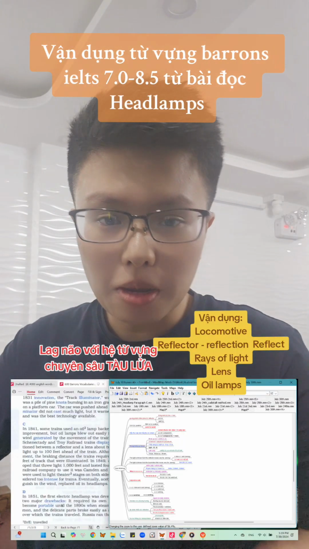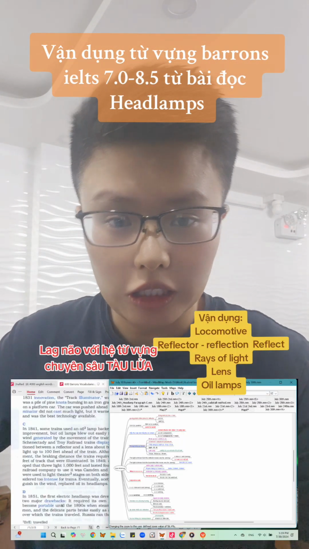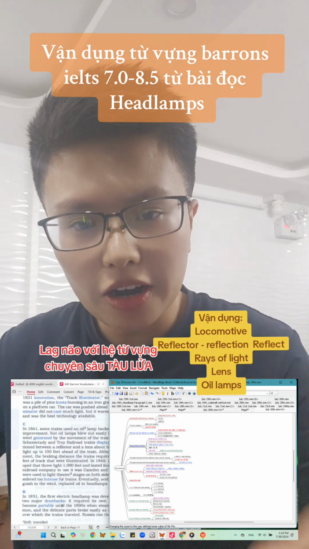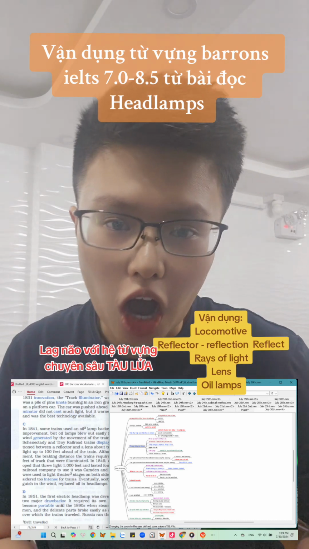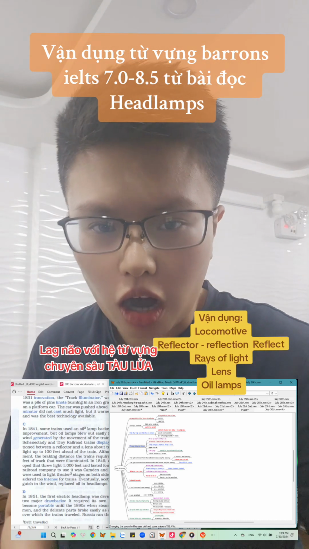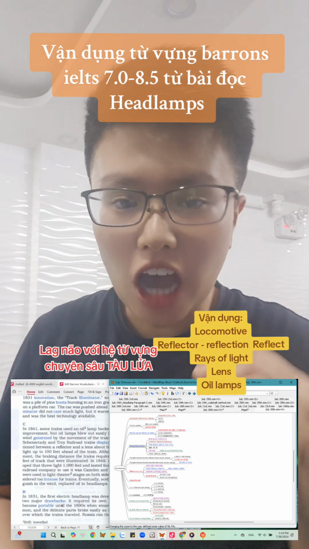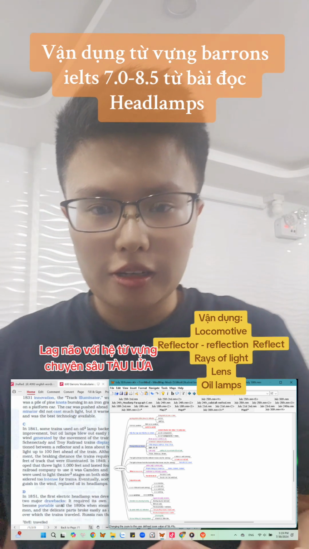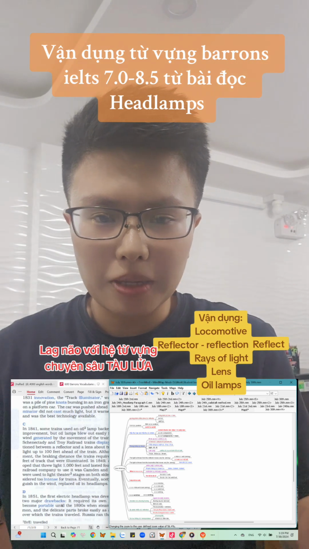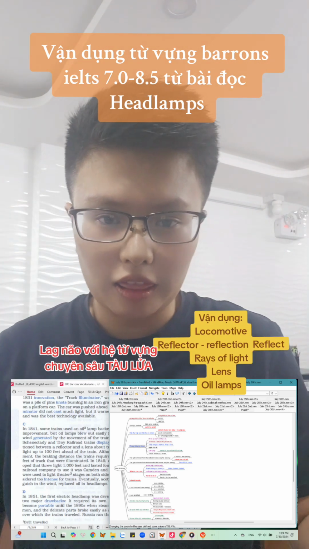Locomotive. Locomotive is the word used to describe the very first car of the train. The train has many cars, so the very first car of the train is called the locomotive. The locomotive is gonna have some kinds of tools like this.